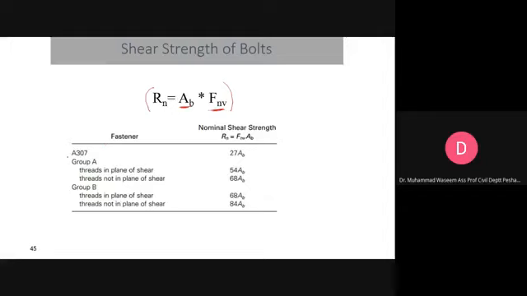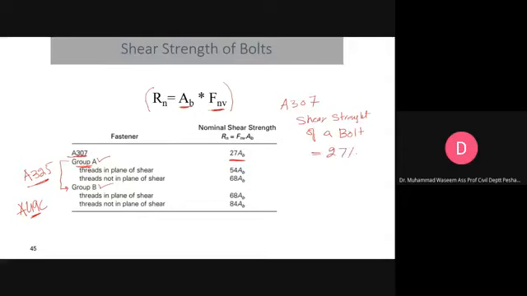Now, as I told you, there are two types of bolts: unfinished bolts and high strength bolts. And high strength bolts, I told you, will be designated as group A or group B. Group A representative high strength bolt is A325, and group B designated high strength bolt is A490. If you are using A307, the shear strength of a single bolt is 27 Ab. Ab is the area of the bolt.